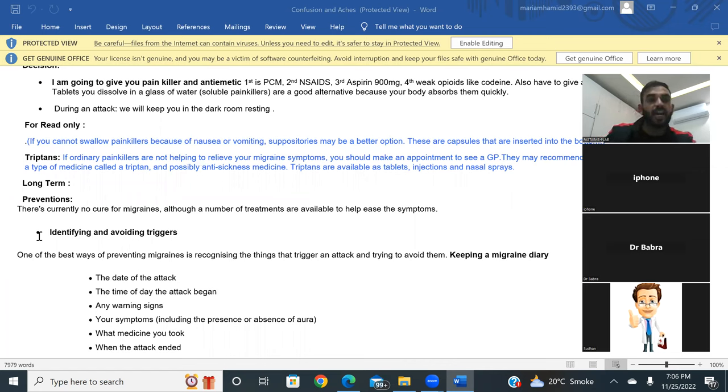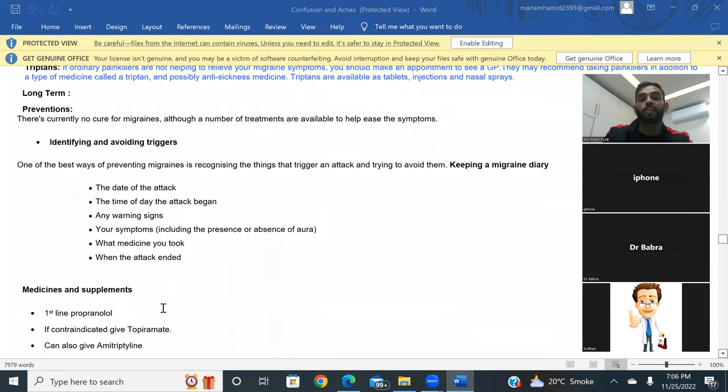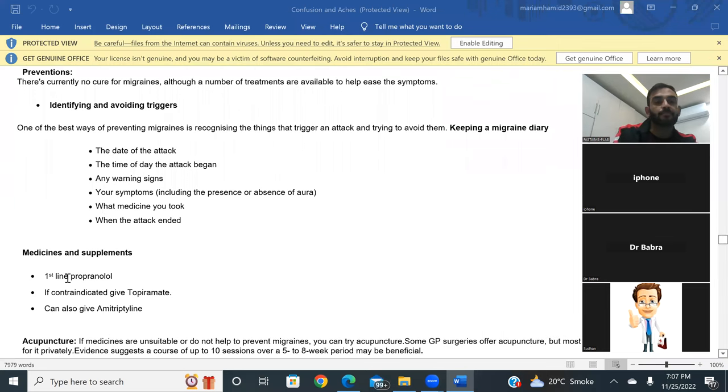Okay. What is that? Identify the trigger and avoid. The most important thing, which you always forget. Tell the patient to identify the triggers by keeping a migraine diary. And these are things you remember, one, two, three things. Don't worry. You say the migraine diary and the patient, and he will give you the marks. You say, identify the trigger, avoid the trigger. For that, you need to keep the migraine diary. That's it. You can say one or two things if you remember. Otherwise, no.